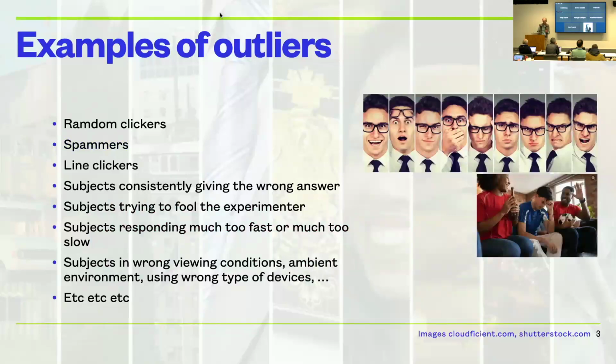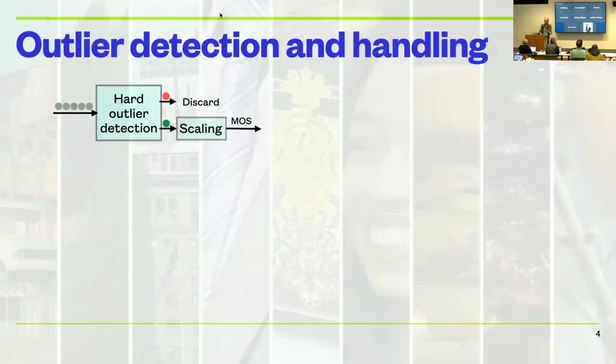Here are some examples of outliers: random clickers, spammers, line clickers, subjects consistently giving the wrong answer, subjects trying to fool the experimenter, subjects responding much too fast or much too slow, subjects in wrong viewing conditions, wrong ambient environments, or using wrong types of devices, et cetera. There are many different ways things can go wrong and subjects can be outliers. And so there are many different ways to detect these outliers and to handle them.